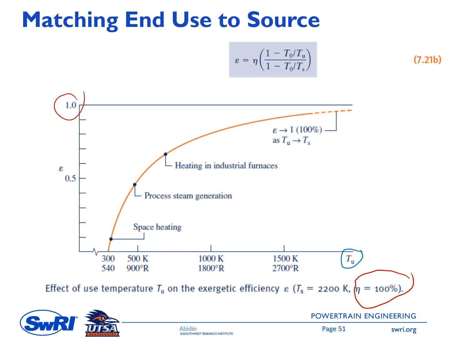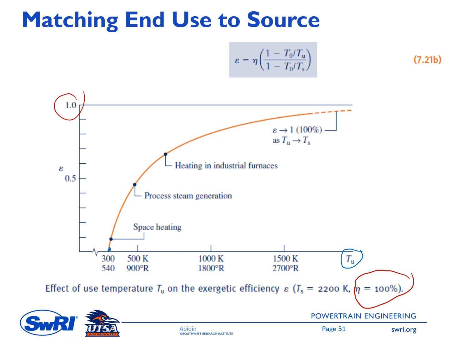2200. So now if you have a Tu which is, let's say, 300, so your Tu is 300, much lower than Ts, your epsilon will be somewhere here. So it is much lower, right? You have 0.4, 0.3, 0.2, 0.1. So it's close to 0 here because your Tu is close to T0. If your Tu is close to T0, then you have epsilon that's close to 0 as well.